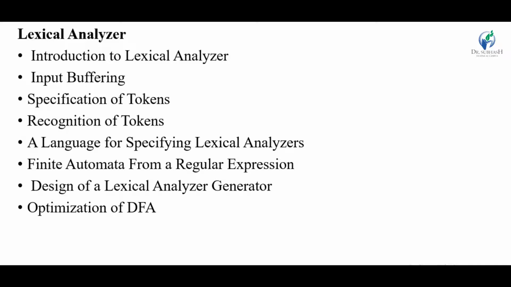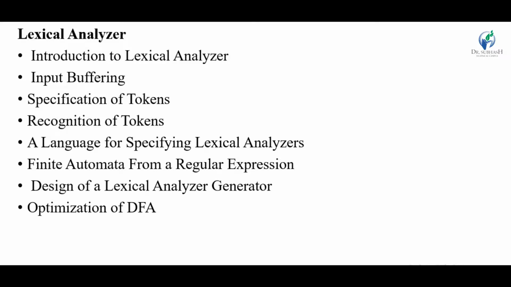Finite automata. From a regular expression, you have to draw finite automata according to the regular expression. Then after, draw DFA, transition diagram. Then what is a transition diagram? It is a stylized flowchart. Positions in a transition diagram are drawn as circles, which are known as states. States are connected by edges, which are shown using arrows. Then after, draw DFA and optimization of DFA.